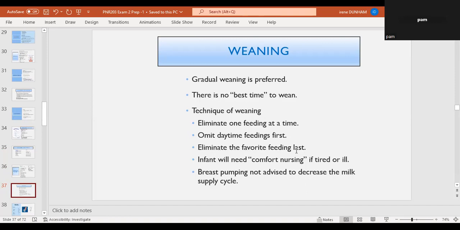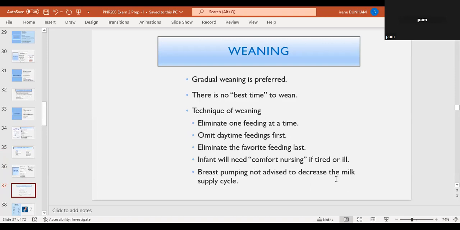So during the day, they're usually not as dramatic as the favorite feeding. Does that make sense? And then infants will need comfort nursing if they're tired or ill. Sometimes if they get too tired and they just want mom, then they need that. All right, and remember something, pumping the breast is not advised to decrease the milk supply.